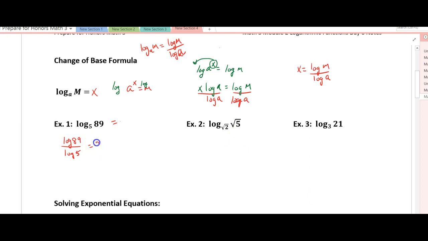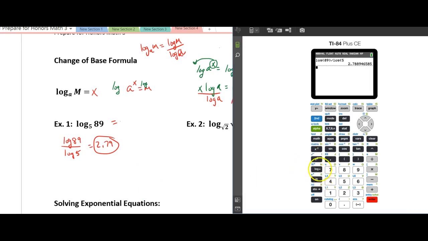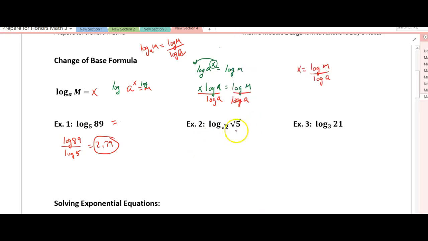I get 2.79. Well, this calculator could actually do the logs, so I'll double check that work. If I do the log base 5 of 89, what do I get? The same exact number. So this change of base formula is very important to know, not only for evaluating these, but at the same time for solving in the future.